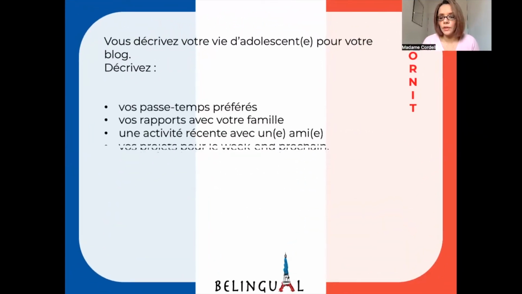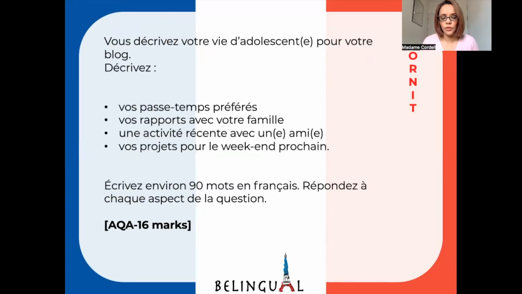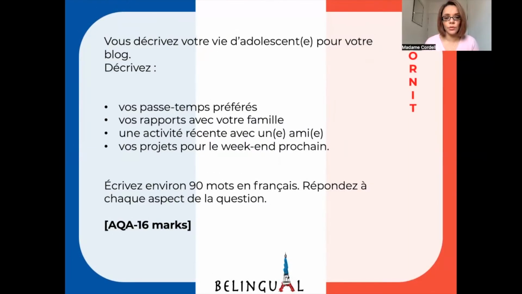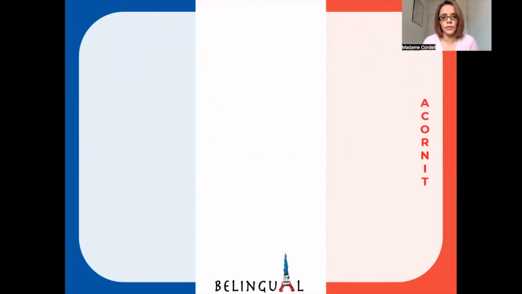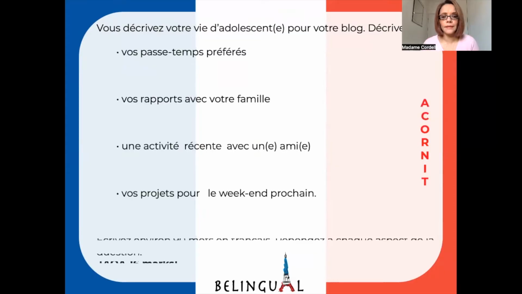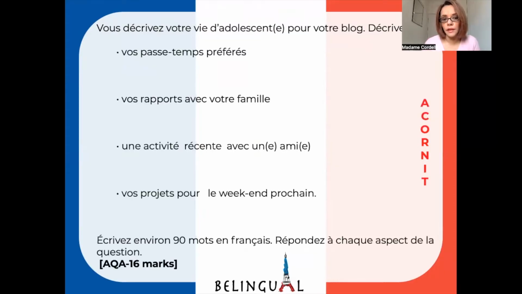Now, once you've written ACCORDNIT, you need to have a think as to how you are going to add these tenses, right? So let's take a look at the first one. So we have vos passe-temps préférés. So this bullet point invites you to use the present tense, right? So what are your hobbies or your favorite hobbies?